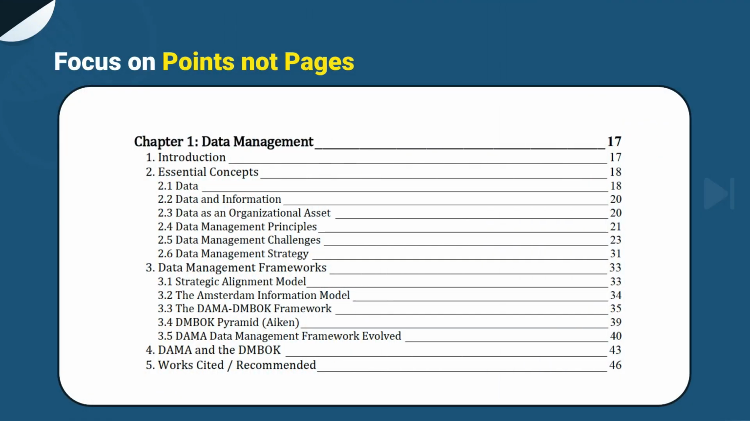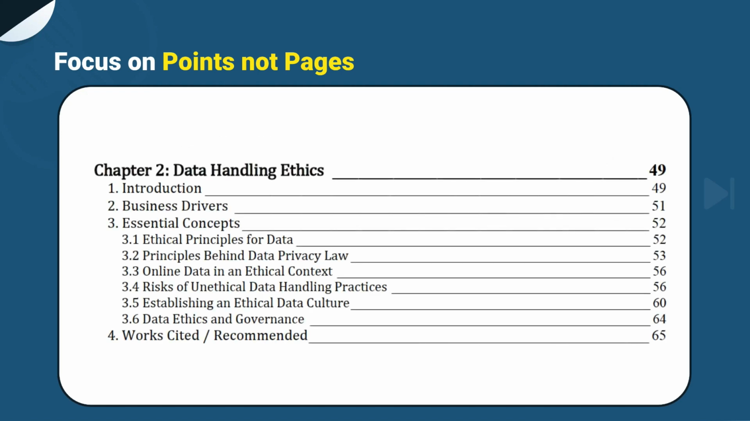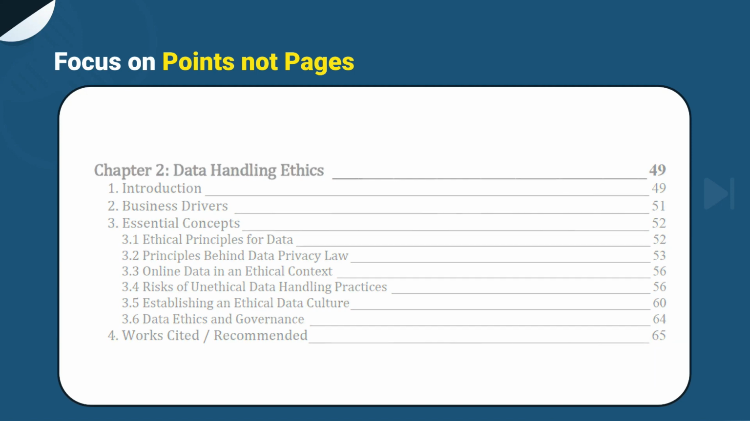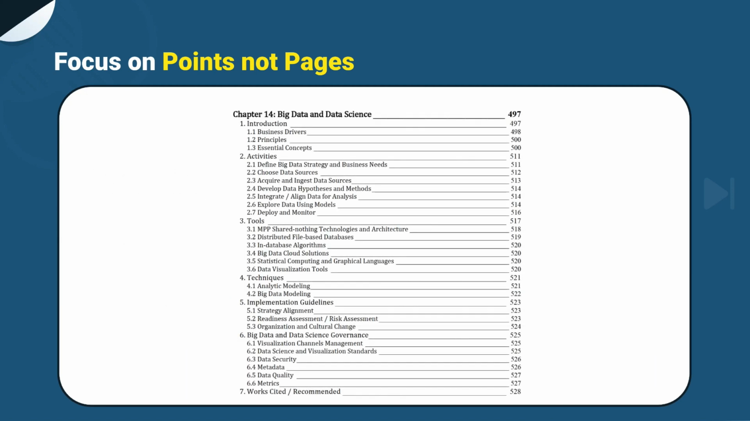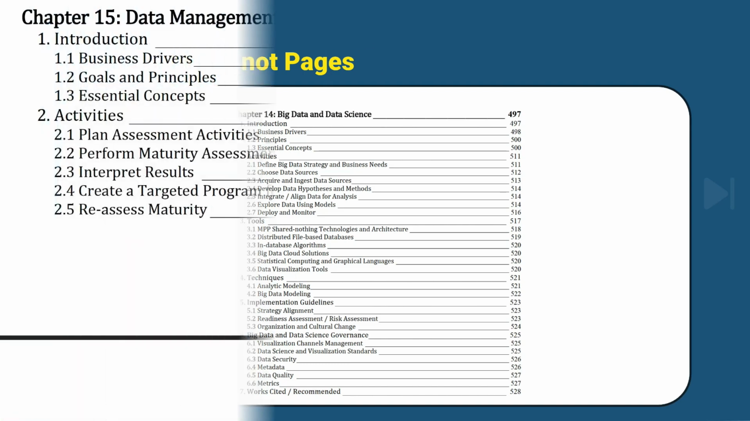As you can see, the DMBoK has 29 pages on data management. It's got 16 pages on data handling ethics. It's got 31 pages on big data. And this is 12% of the total pages in the book, yet only 6% in the final exam point potential.